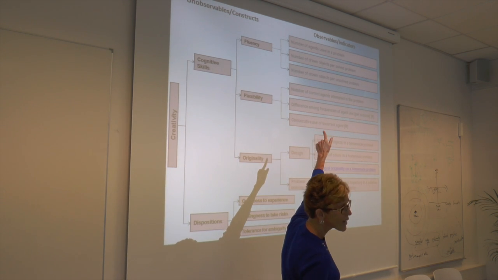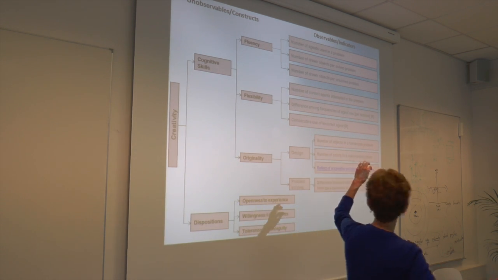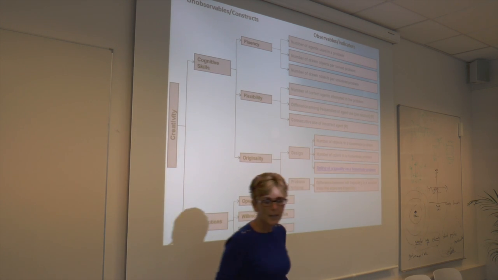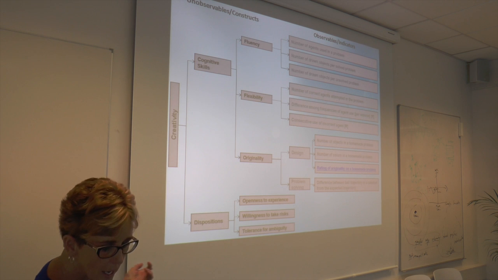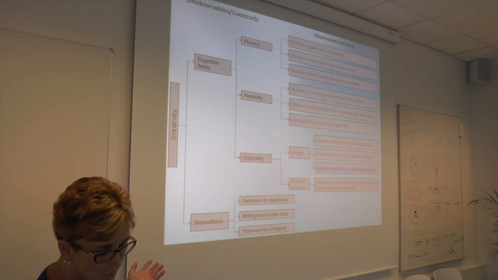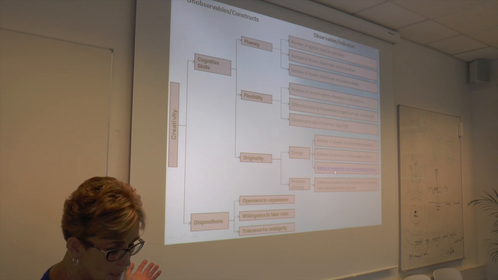And then these are just samples right here of the observables or the indicators associated with each one. And I'll just pull out one to illustrate. For originality right here, what would a person do in the environment that would demonstrate originality? There's a whole lot of things. Here's one of them.